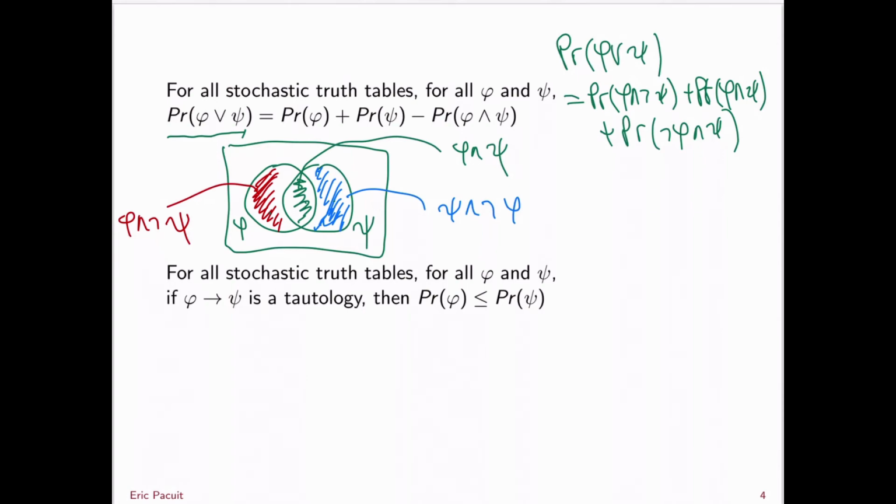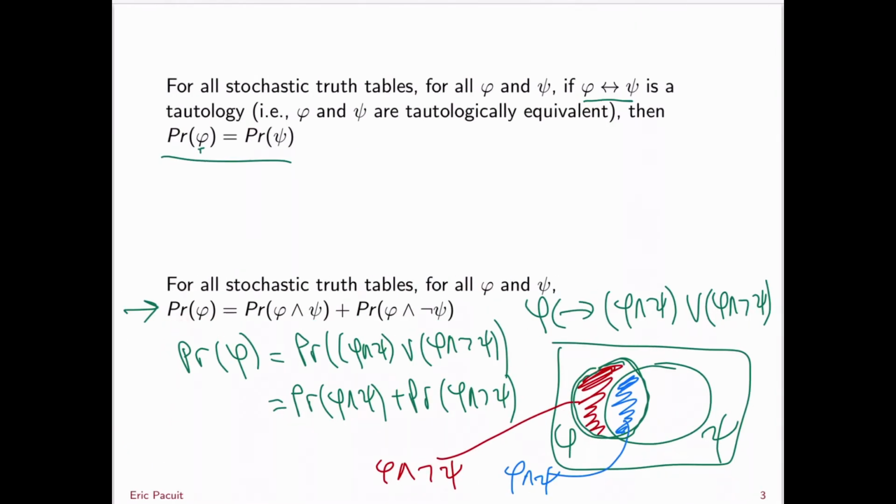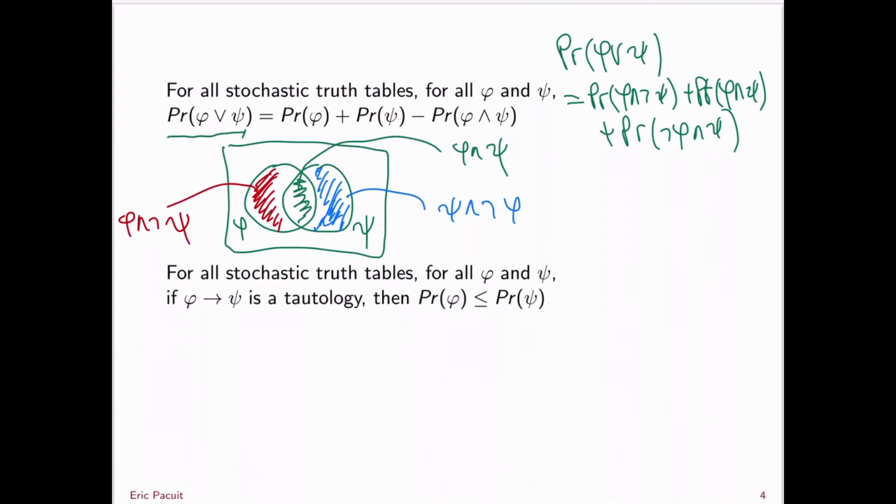Now, how do we get the right-hand side of this equation right here? Well, we use this previous fact about the probability of phi. We see that the probability of phi is equal to the probability of phi and psi plus the probability of phi and not psi.